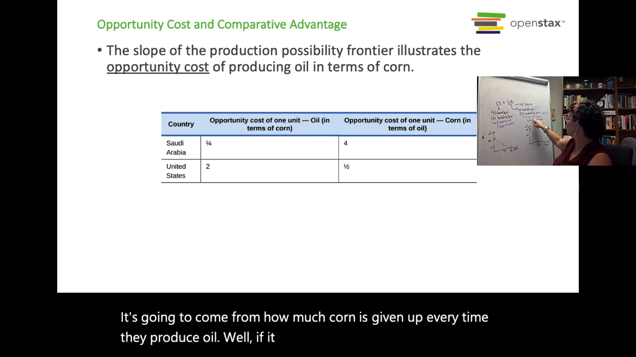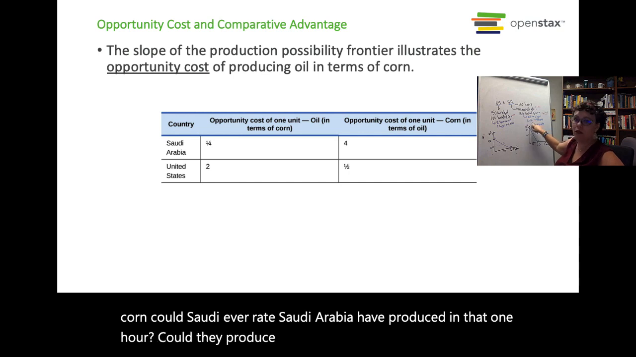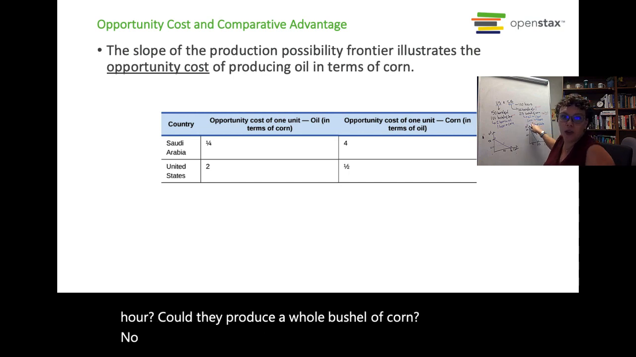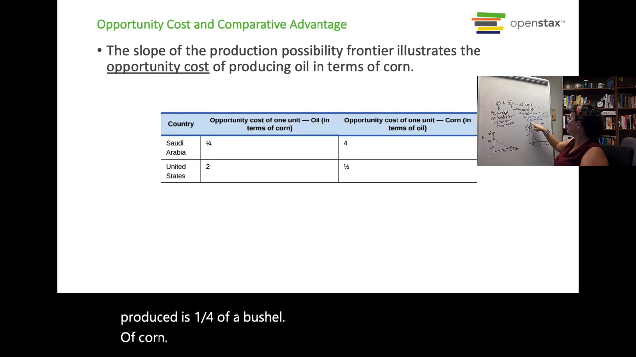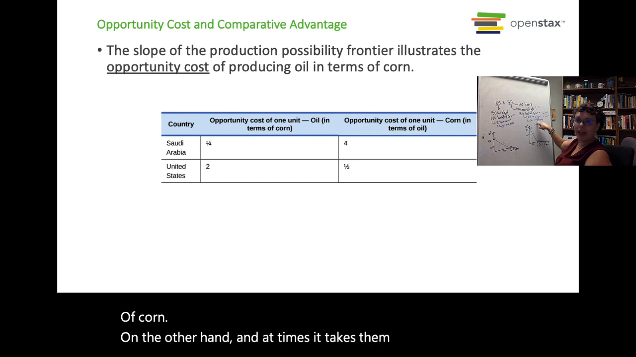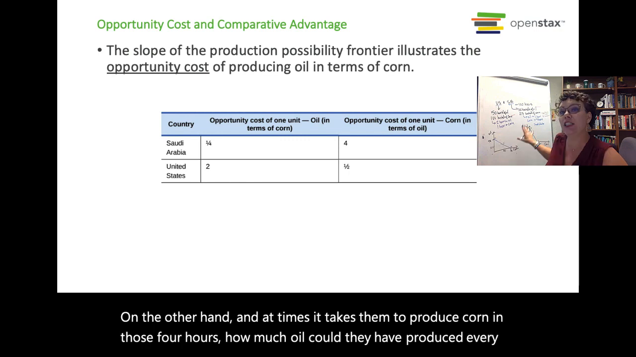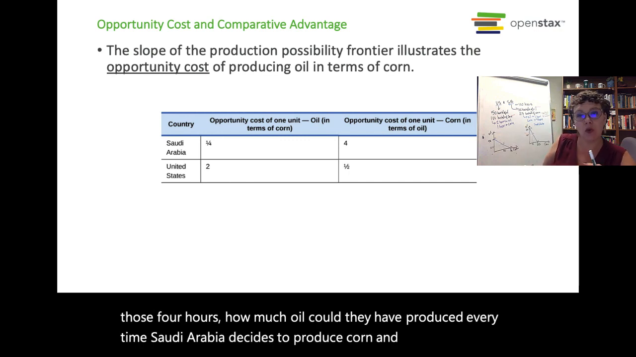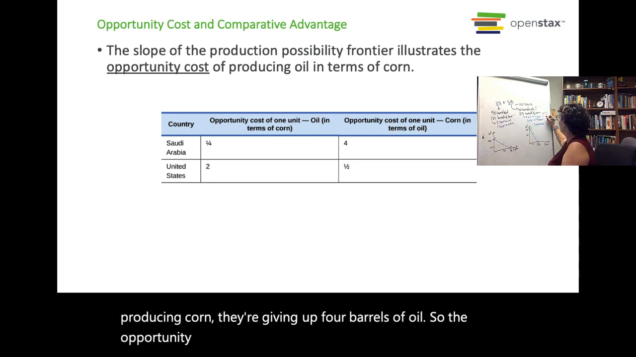Well, if it takes an hour to produce oil, how much corn could Saudi Arabia have produced in that 1 hour? Could they produce a whole bushel of corn? No. A whole bushel of corn takes 4 hours. What they could have produced is 1/4 of a bushel of corn. On the other hand, in those 4 hours it takes them to produce corn, how much oil could they have produced? Every time Saudi Arabia decides to produce corn and spends 4 hours producing corn, they're giving up 4 barrels of oil. So the opportunity cost of corn is 4 barrels of oil.